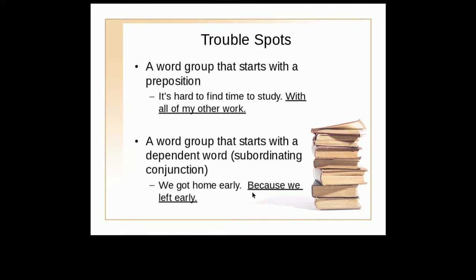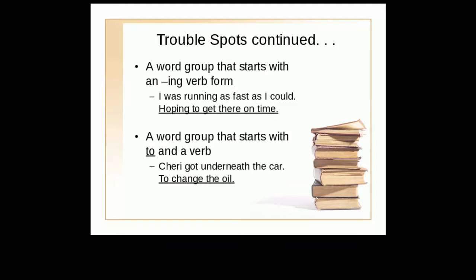A lot of times, people will start with a subordinating conjunction, a word group that starts with a dependent word. Remember, dependent means you count on somebody else or you need something else. You're not independent. Because we left early. Because we left early is not a complete thought. Why did you leave early? Or what happened? We got home early because we left early. All of this could be put together into one sentence. So fragments are pretty easy. Oh, here's some more. I hope none of you would do this, but I was running as fast as I could, period. Hoping to get there on time, period.